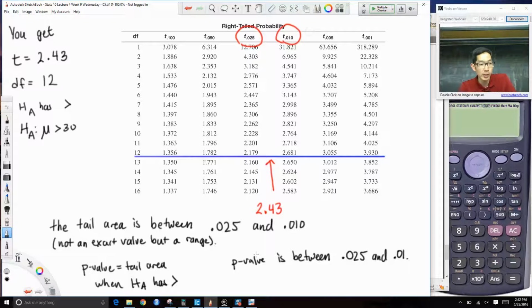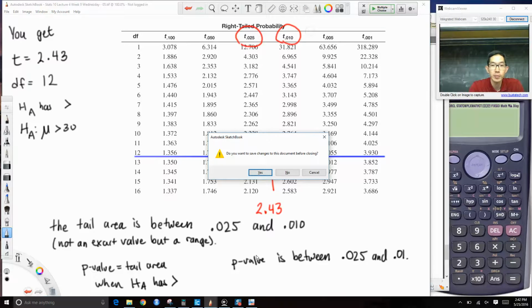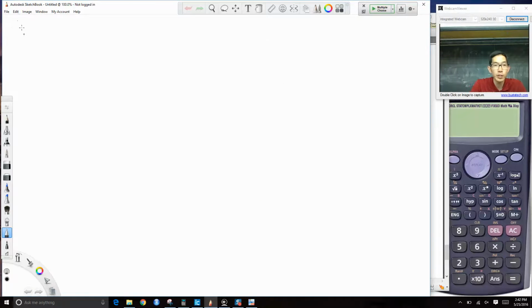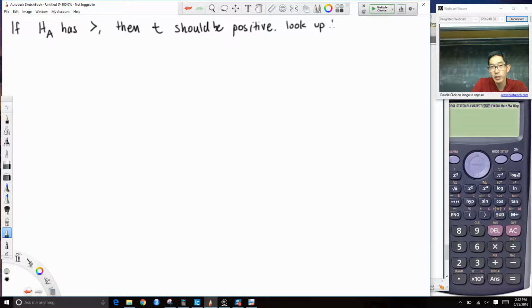Okay. So let me give you the rules for going from a tail area to a p-value. If the alternative has a greater than sign, then t, your test statistic, should be positive. You would look up the tail area, and your p-value is equal to the tail area.